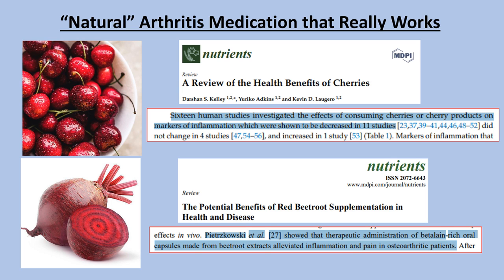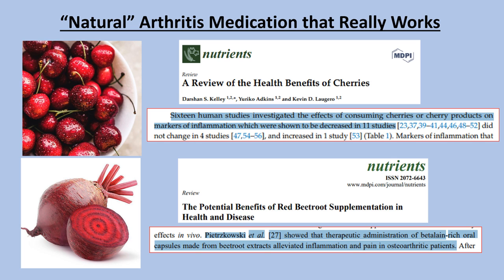They looked at 16 human studies that had been done, and they looked at the effects of consuming cherry or cherry products on markers of inflammation, which were shown to decrease in 11. So out of all the 16 studies around the world that have looked to see whether cherries can actually reduce inflammation, 11 of them show that yes, they can actually reduce inflammation. And it does make sense.